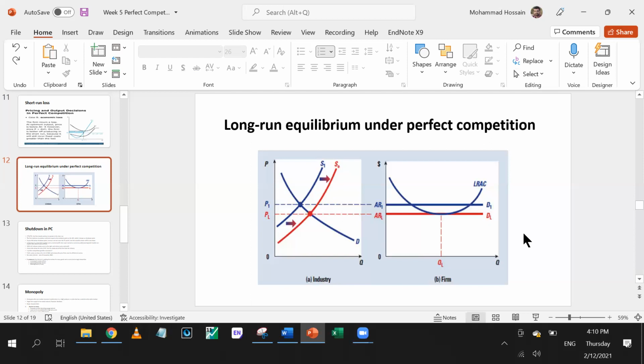But if you look at the firm's point of view, the demand curve was in here. Now the demand has gone down. Now you can ask me a question: why will the demand go down for a firm? Because in perfect competition, lots of new firms will be coming and going. So for your specific firm, the demand is not always intact.